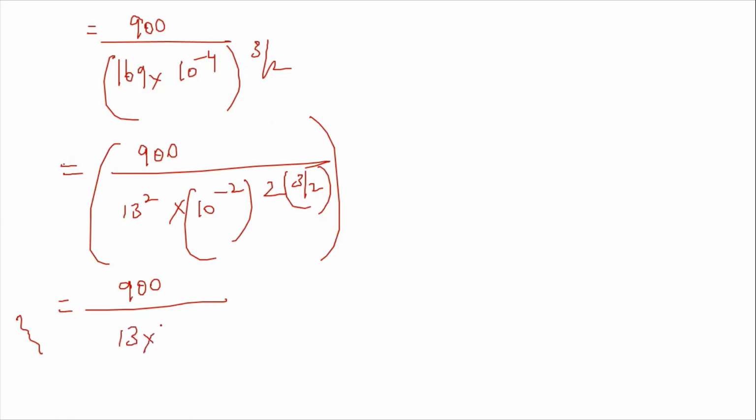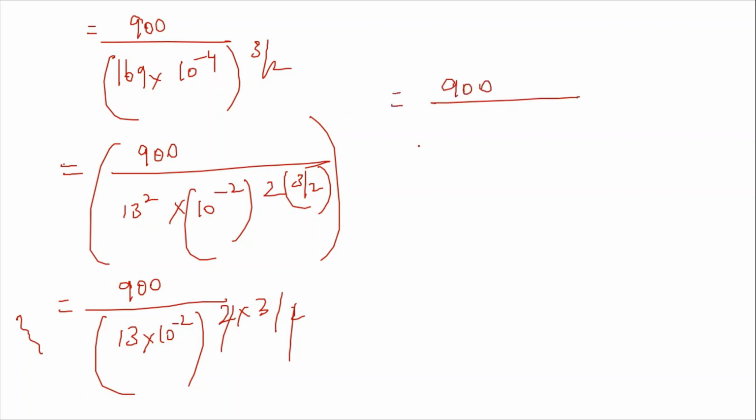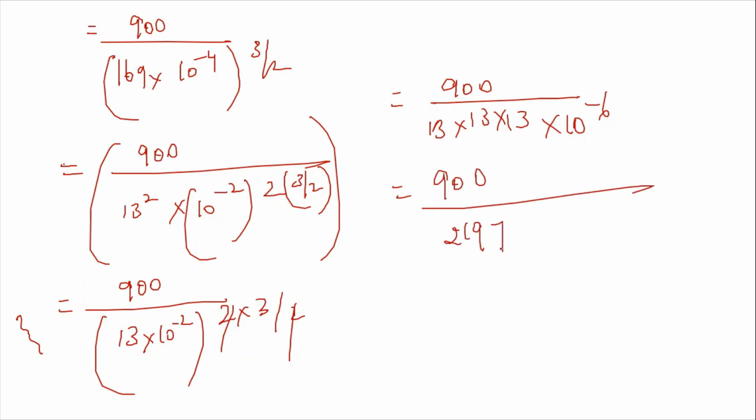So now you can write it as 13 into 10 power minus 2, the whole power 2 into 3 by 2. This will get cancelled. So you will get 13 cube now. So your answer will be like this: 900 divided by 13 into 13 into 13 into 10 power minus 2 into 3, that is minus 6. So what is 13 into 13 into 13? 13 into 13 is 169. Now that 169 into 13 will be 2197. So now 900 divided by 2197.